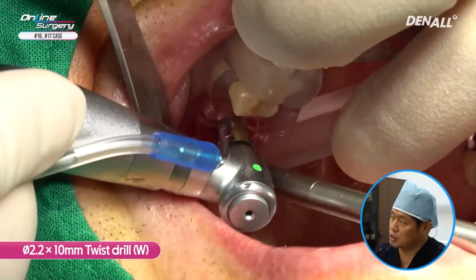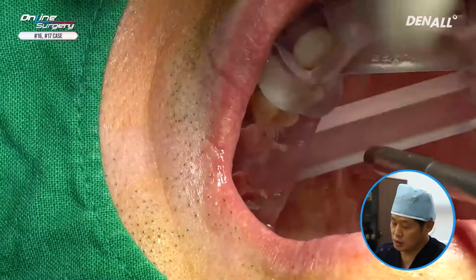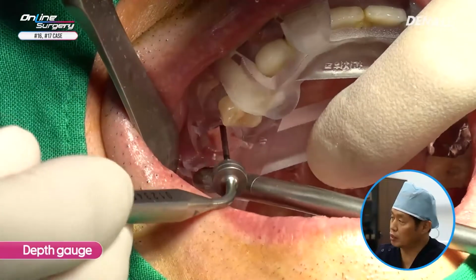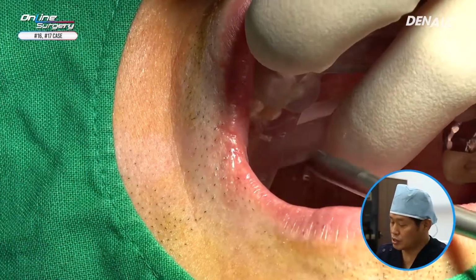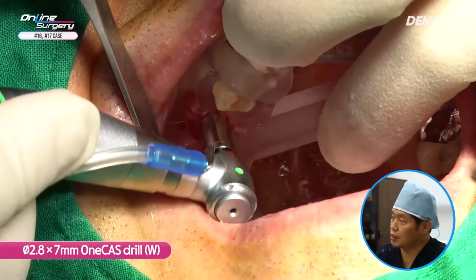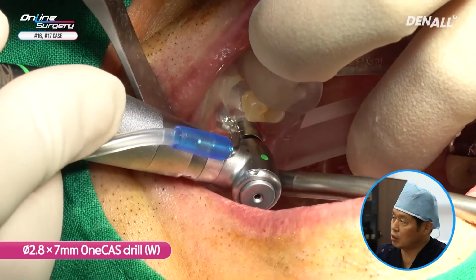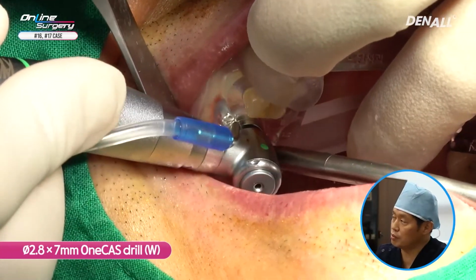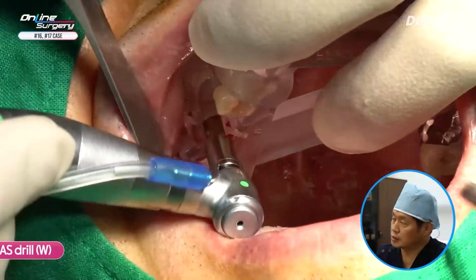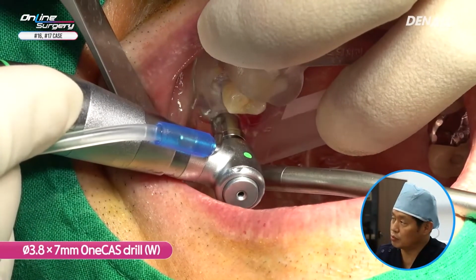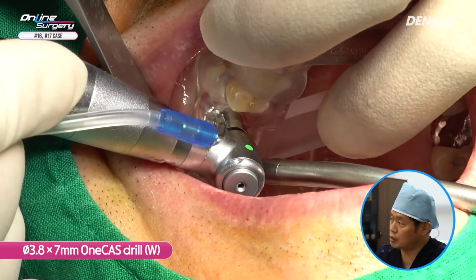I'm going to drill up to 10 millimeters, so I'm not going to use a stopper this time. Depth gauge is used to check for penetration once again. After that, 2.8 by 7 millimeter is used for drilling. Even if the residual bone is over 7 millimeter, you need to start with 7 millimeter in order to have the double contact concept. 3.8 by 7 millimeter drilling is done.